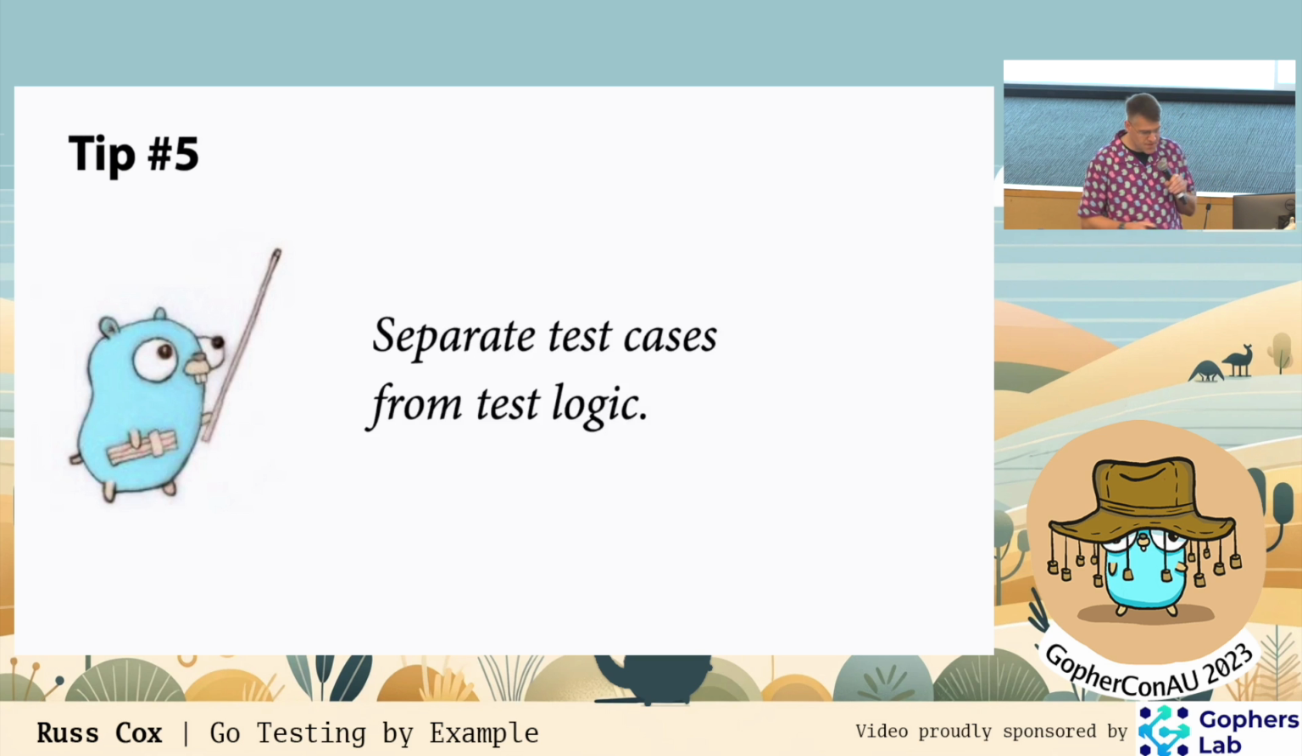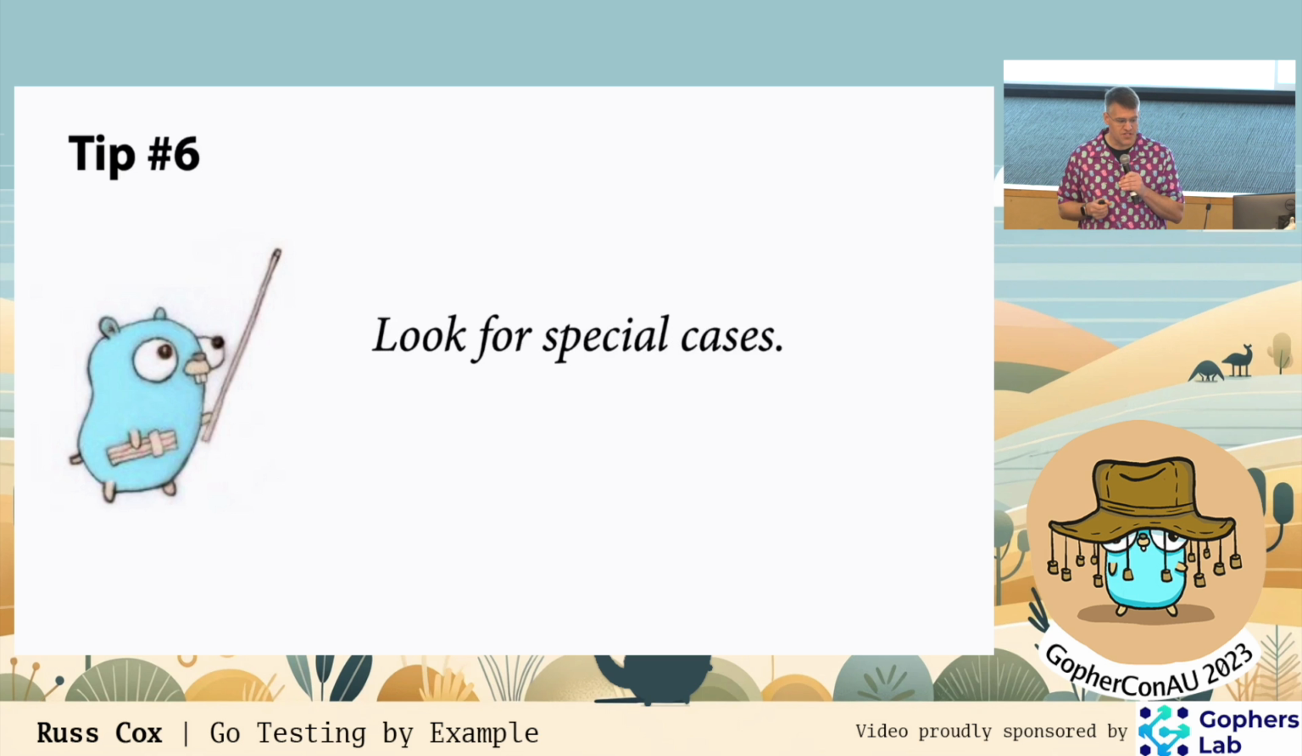Tip number 5, separate test cases from test logic. In a table-driven test, the cases are all in the table, and the loop that processes them is the test logic. And as we saw, separating them lets you use the same test cases in multiple tests. So now, are we done with binary search? It turns out no, there is still one bug left, which takes us to tip number 6, look for special cases. So even if we've done an exhaustive test of all the small cases, there may still be bugs lurking.